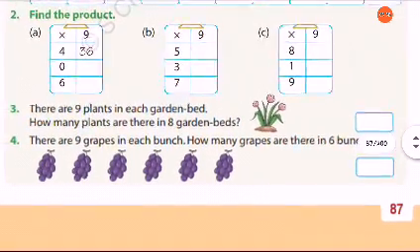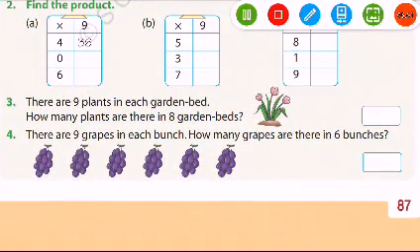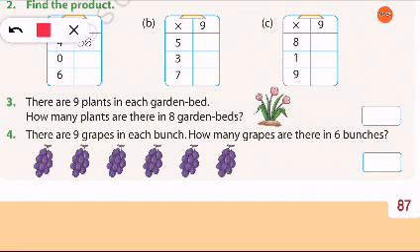Now see question number 3. There are 9 plants in each garden bed. So there are 9 plants in each garden bed. How many plants are there in 8 garden beds?